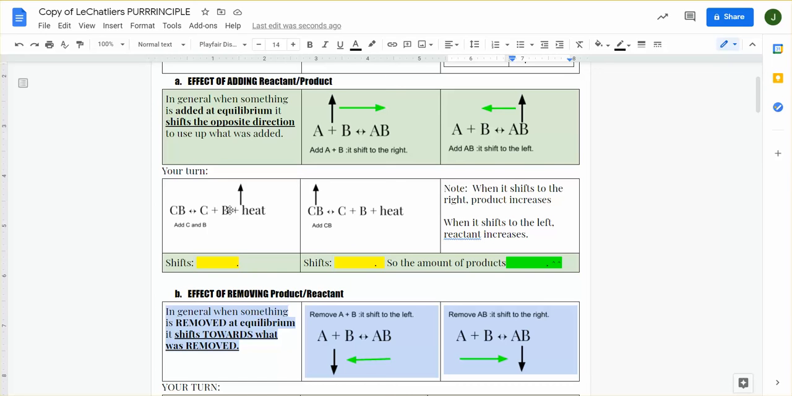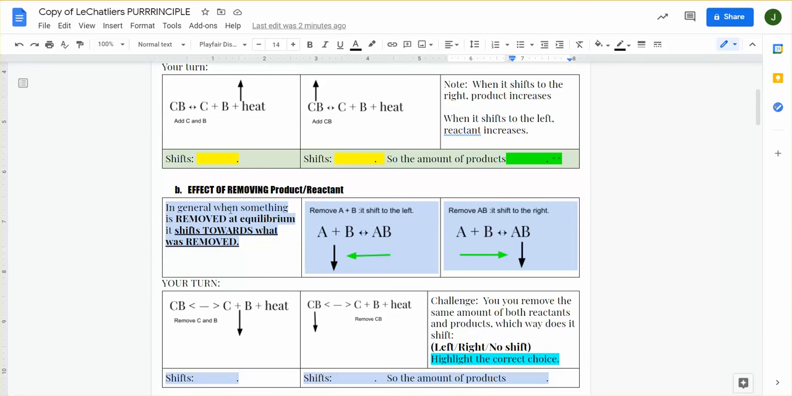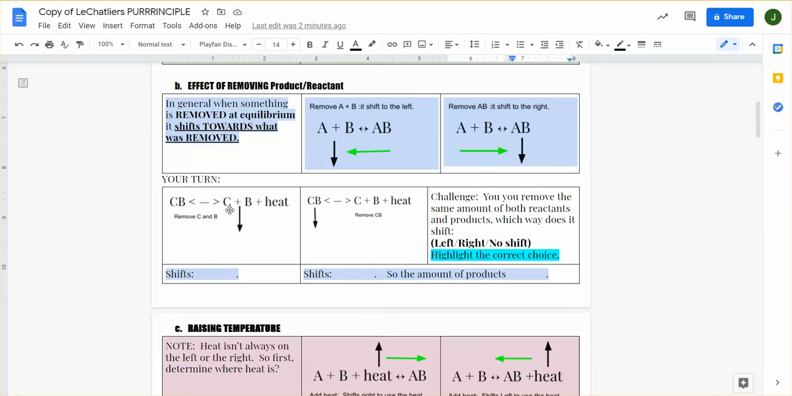Remember, it's just like a seesaw. If too many kids are on one side, hey, you got to shift a few kids over to the other side of the seesaw so it's back to being balanced. And that's the same thing if you remove a reactant or a product. If you take a kid off the seesaw, if you take a kid off on that equilibrium, reactant or product, it's going to make one side a little bit lighter, and you got to shift some kids to the other side. So whatever you remove, it wants to shift towards.